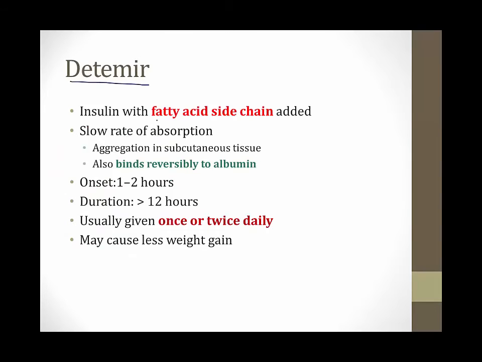This is insulin with a fatty acid side chain added onto it, which slows the rate of absorption. It will aggregate in the subcutaneous tissue and be absorbed slowly. In addition, Detemir binds reversibly to albumin, so this also gives it a longer duration of action. The onset is in about 1 to 2 hours. The duration is greater than 12 hours. It's usually given once or twice daily. Its claim to fame is that it is believed to cause less weight gain, so it's often marketed as a long-acting insulin that will cause less weight gain than Glargine.